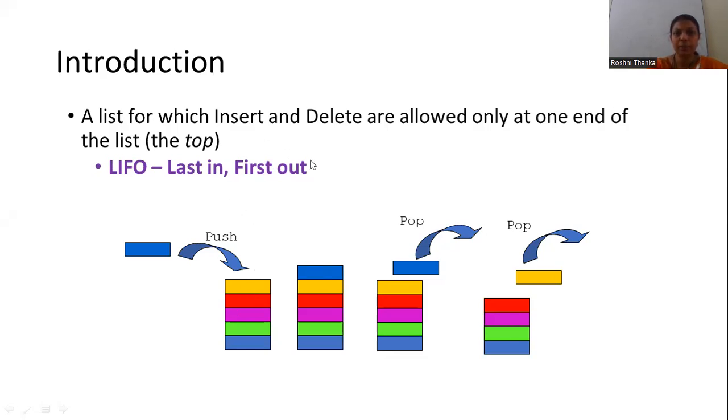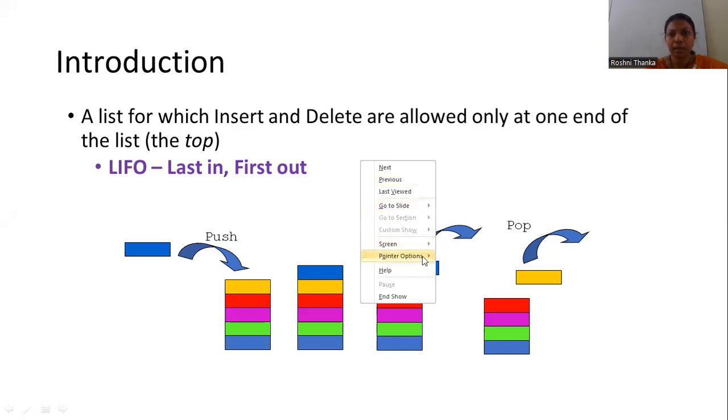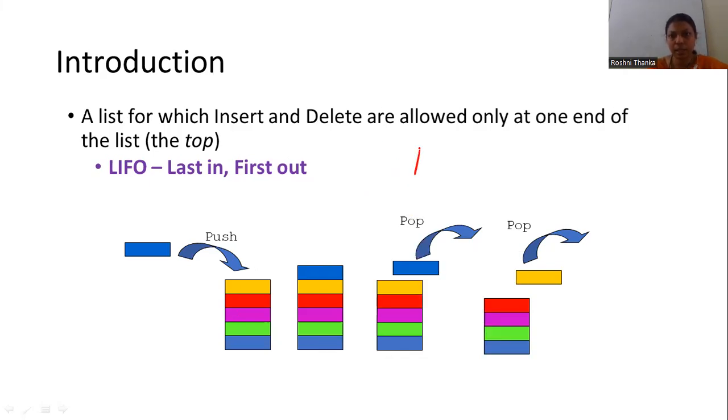For example, let us take an array. In this array, we have to know that insertion and deletion can be done through only one end. We cannot insert at this place or this place, or anywhere else. Both insertion and deletion can be done through only one end. Here, insertion we call push and deletion we call pop in this stack data structure. And it also follows last in, first out.